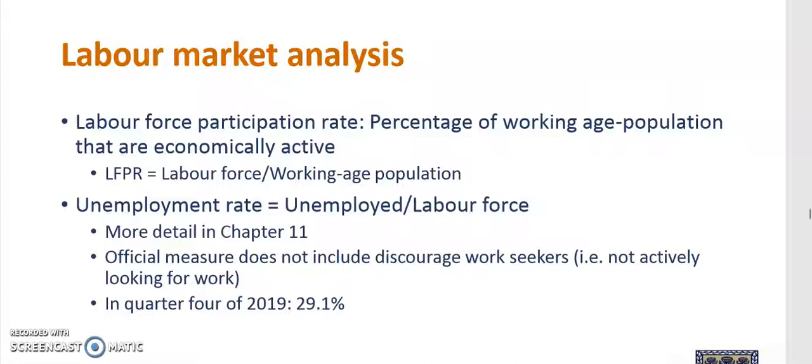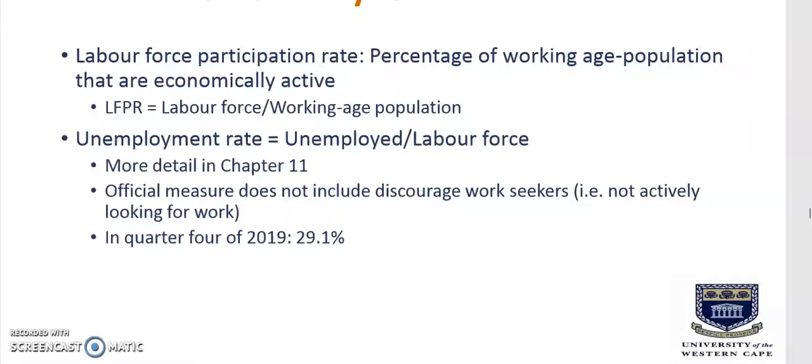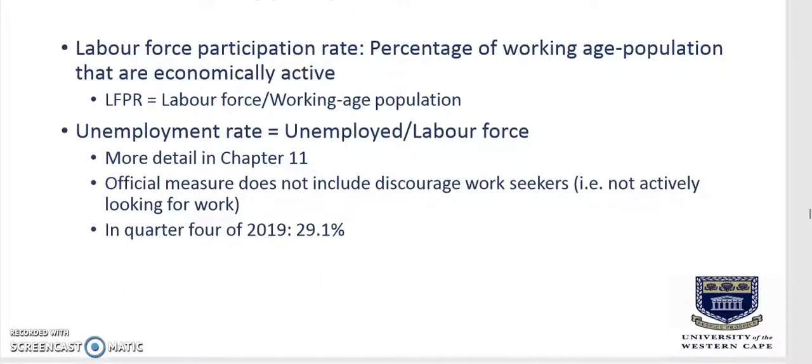The official measure does not include discouraged work seekers, that is, people who are not actively looking for work. In the last quarter of 2019, the unemployment rate was equivalent to 29.1%.